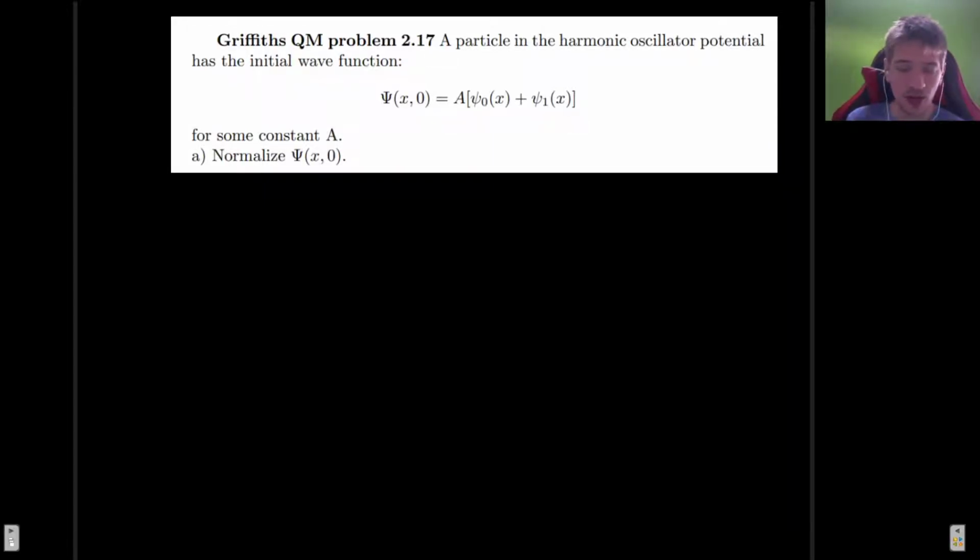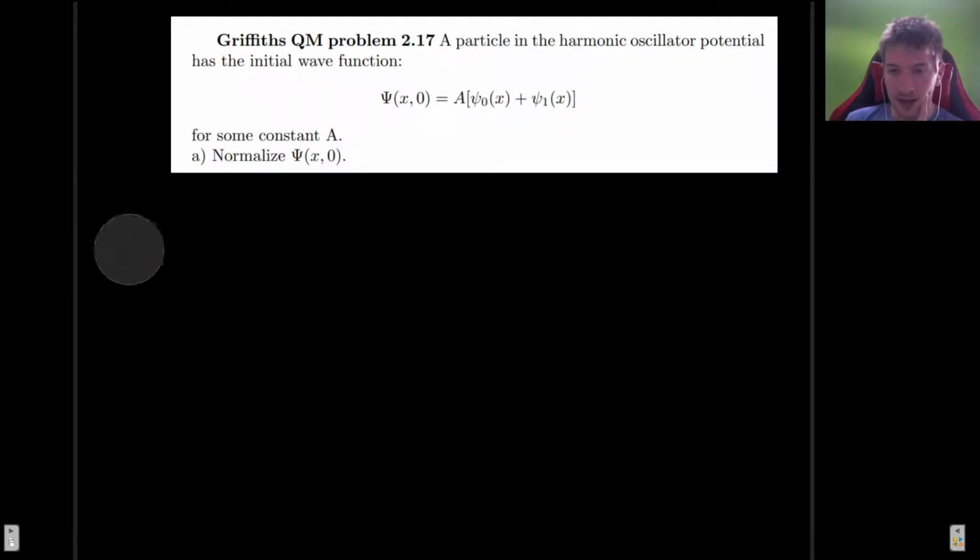This time we're going to be solving Griffiths problem 2.7 as it appears in his book, Introduction to Quantum Mechanics, 3rd edition. Now I did make some slight adjustments so that it fits better what we have seen here on this course, but it is basically the same thing.